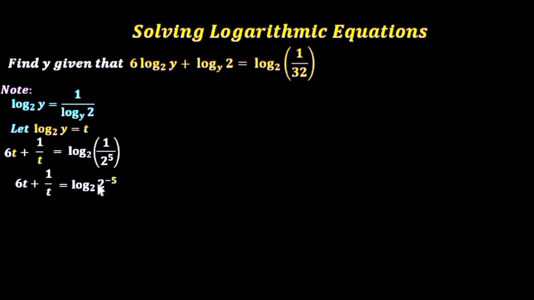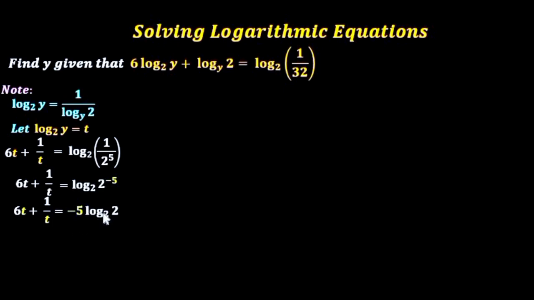The negative implies reciprocal. At this point, applying the laws of logarithm, the power negative 5 will drop before logarithm of 2 to base 2, so that this equation will be rewritten as 6t plus 1 over t for the left hand side, and right hand side negative 5 log 2 base 2. So the negative 5 has come before log 2 base 2.